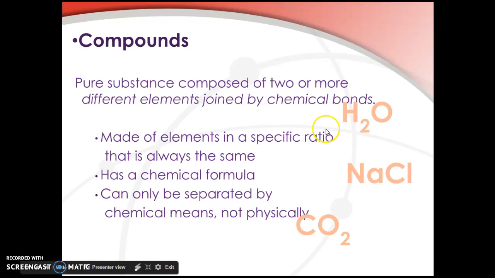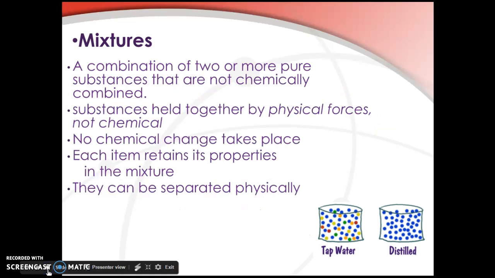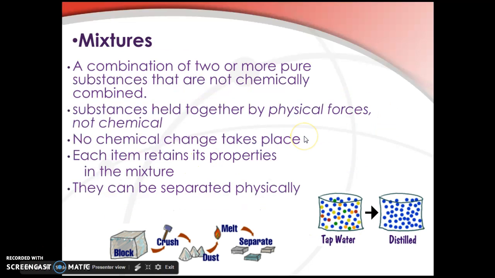And what the word ratio means is if you look at water, there will always be 2 hydrogens for every 1 oxygen. For salt, there will always be 1 sodium for every 1 chlorine. And for carbon dioxide, there will always be 1 carbon for every 2 oxygens. These are the chemical formulas, and you can only separate them by chemical means. You can't physically separate them. So mixtures is when you take an element or a compound and you physically mix them together.